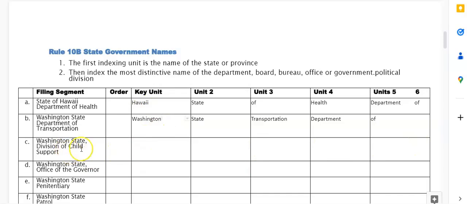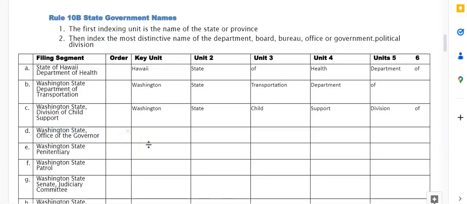Okay, here we have Washington State Division of Child Support. So the name of the state is Washington. This state is Unit 2. Okay, and the most important part or distinctive part of the division or department name is child support. Okay, so it's the actual name of the department. So child is Unit 3, support is Unit 4, division is Unit 5, and of is Unit 6.